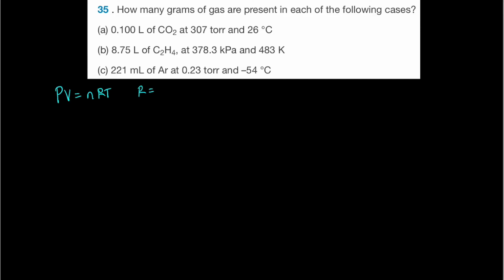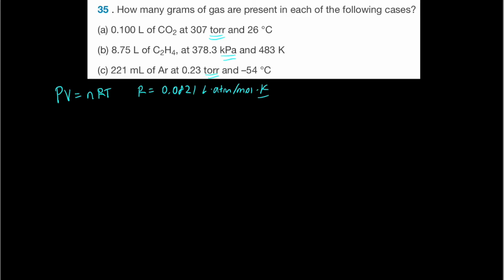R is equal to 0.0821 liters times atmospheres divided by moles divided by kelvins. Now we all have memorized that the temperature must be in Kelvin, but remember that your pressure must be in atmospheres, not PSI. So we have kilopascals, we have torrs here, and so on, okay?